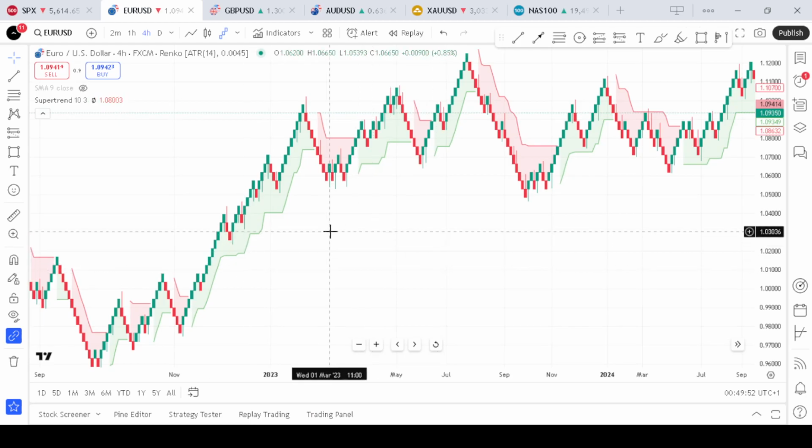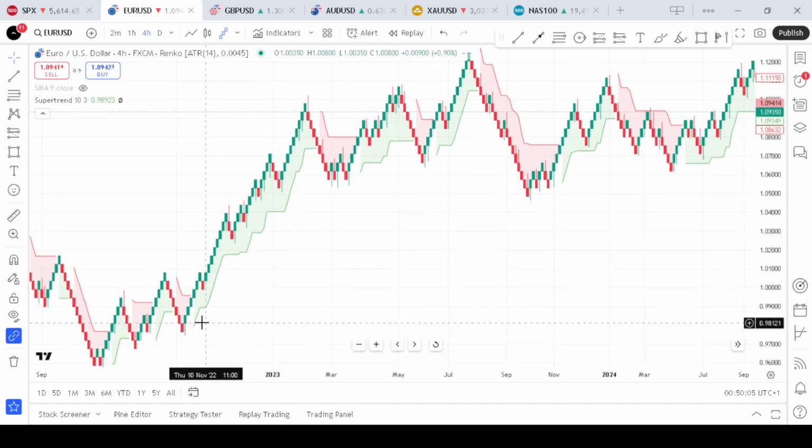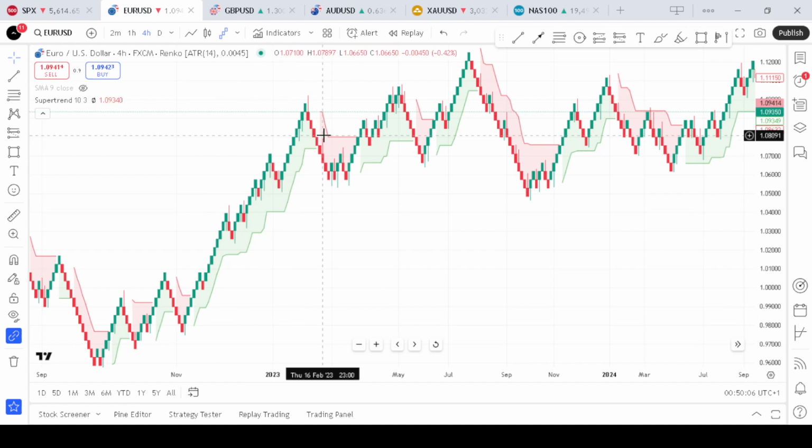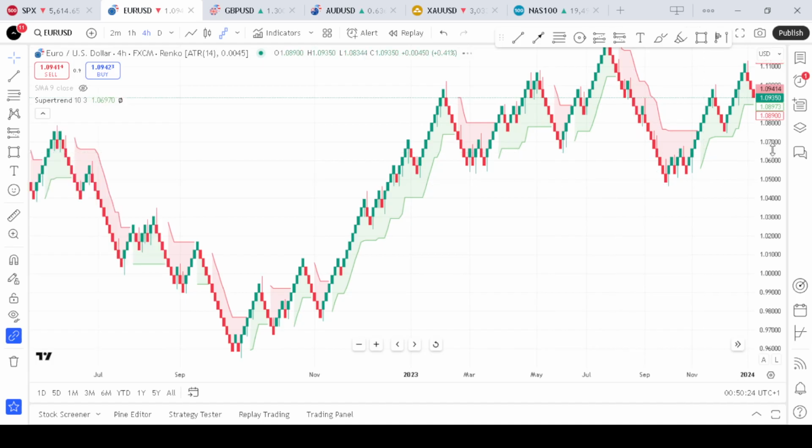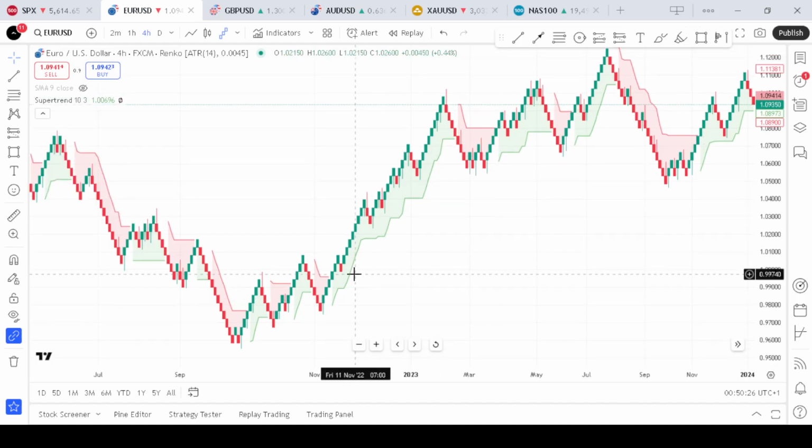Secondly, you identify the trend by observing the position and color of the SuperTrend line relative to the Renko bricks. A SuperTrend line below the price indicates an uptrend. As you can see in this area, when the line is below the chart, it indicates an uptrend. When it's above the chart, it indicates a selling position, or a downtrend. This clear visual representation allows for quick and easy trend identification. So with this indicator on your chart, you can easily identify the trend.